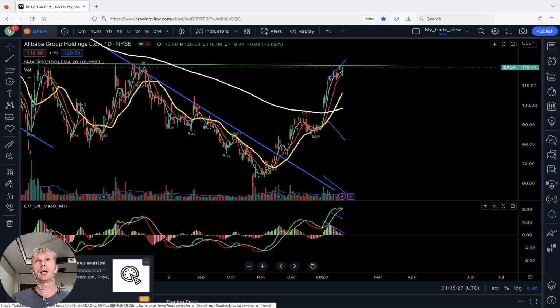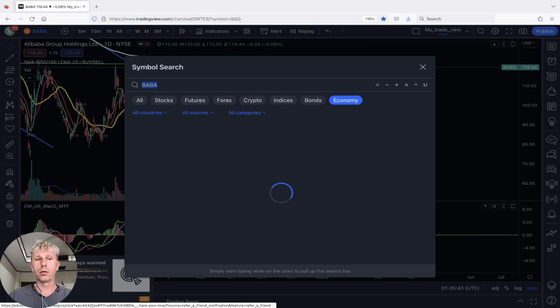BABA, Tesla, and Apple on daily, they want to have a correction. On daily, they are still bullish. On 4 hours and 1 hour, they're already bearish. And they have bearish divergences on daily, 4 hours, 1 hour, ready for a bearish direction.